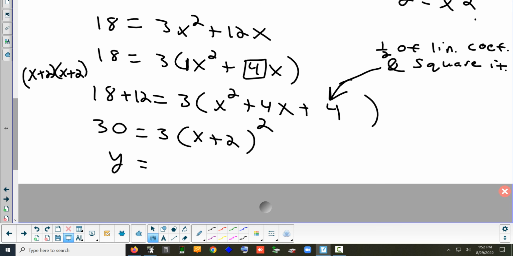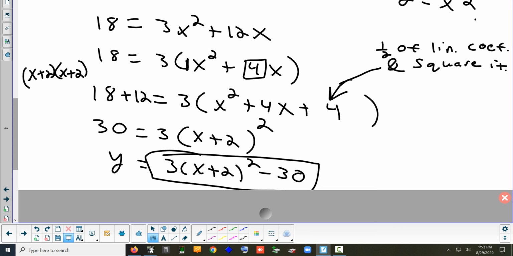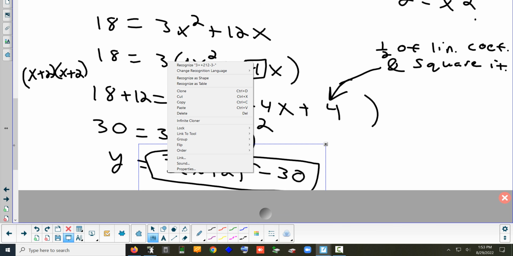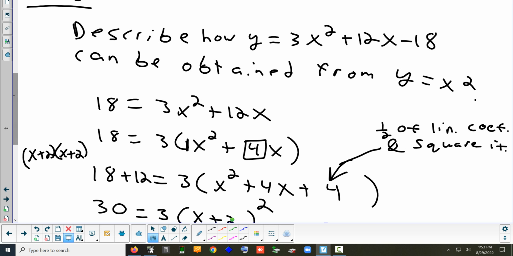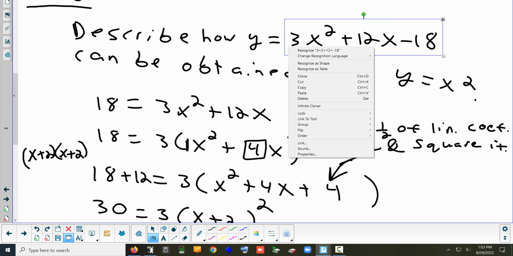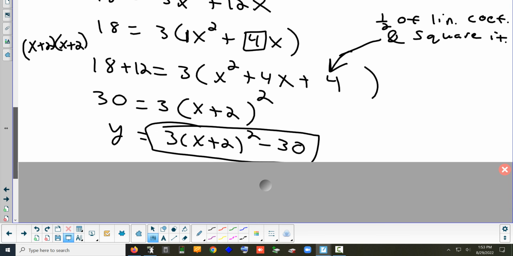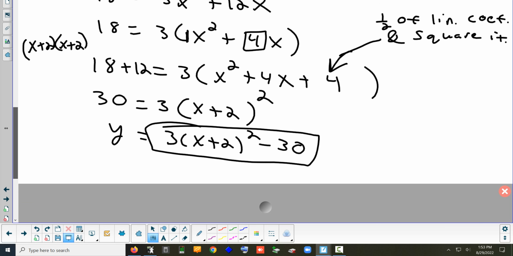Yeah. Subtract. Now I can clearly tell you this problem is shifting left 2, vertical stretch by a factor of 3, and down 30. I couldn't tell that looking at the original problem. Like, where's the down 30 here? There is no 30. You can't see it unless you do what we just did. And that's called completing the square.